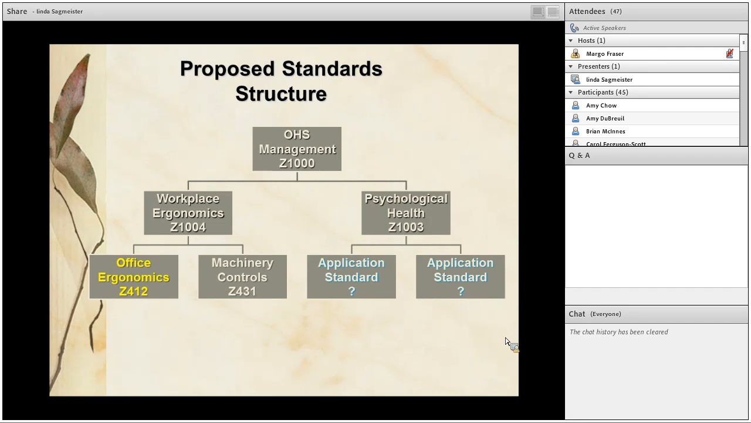The CSA, by the way, is requested by groups to develop standards at times, and Workplace Ergonomics was requested by regulating bodies, probably others as well, to have it specifically under OHS. So we couldn't deviate from that in that particular TC. You'll see psychological health is another management standard, I guess. Workplace ergonomics is a management standard. They all are sort of overarching, and then they have more application standards at the lower level, like the machinery controls, and you can see that there's probably going to be more someday down the road for psychological health and others.